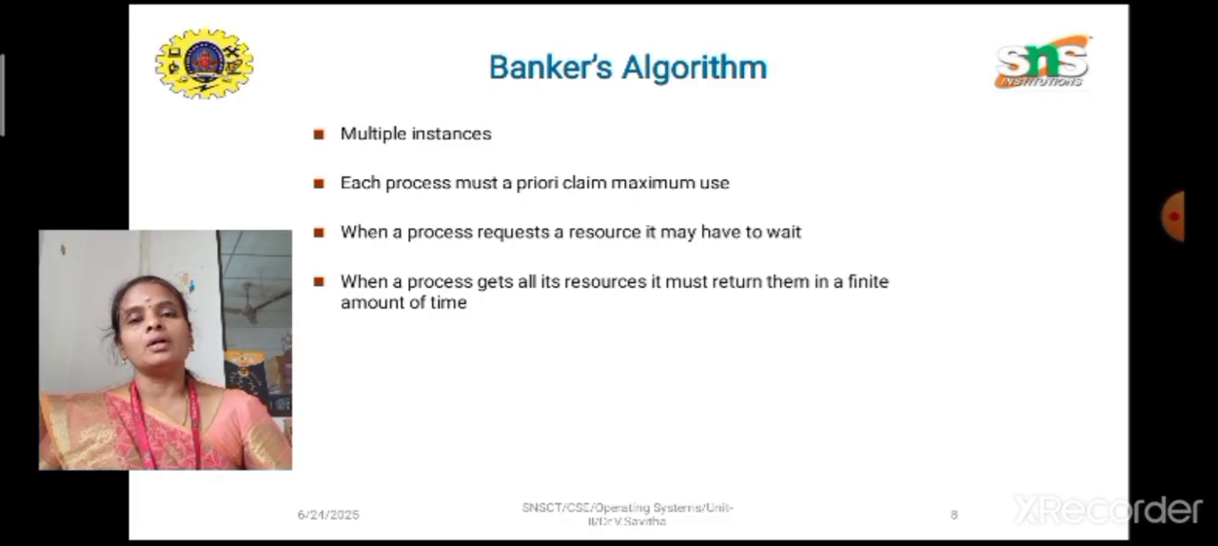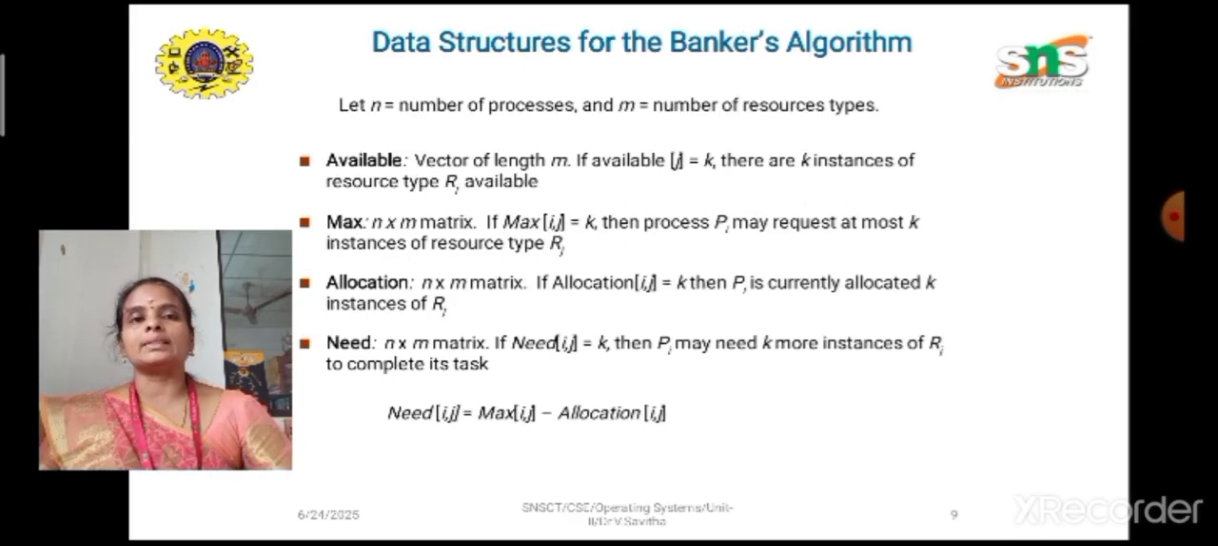In the banker's algorithm there are certain things we assume. First, we have multiple instances of each resource, and every process must claim a maximum usage of resources. If they need 3 resources, they can claim 4 or 5. So the maximum number of resources should be claimed in advance. If a process requests a resource, it has to wait because it may be occupied by some other process. When a process gets all its resources, it must return them after a finite amount of time, once it is completed.